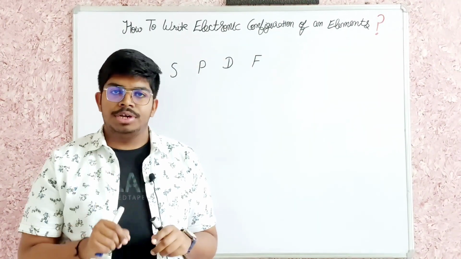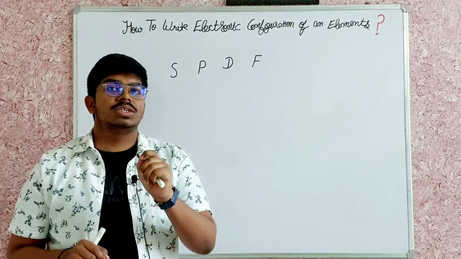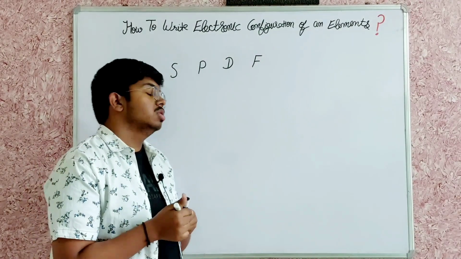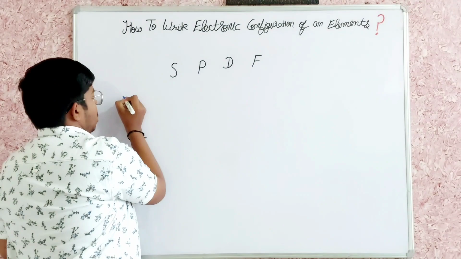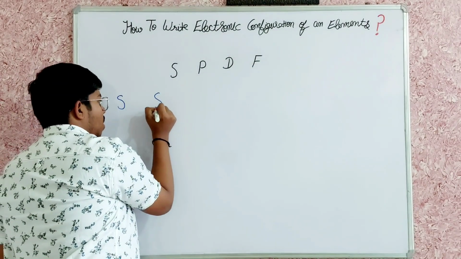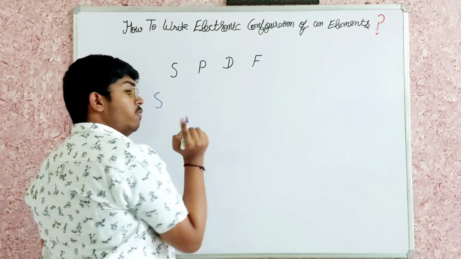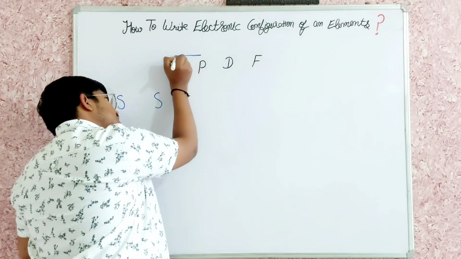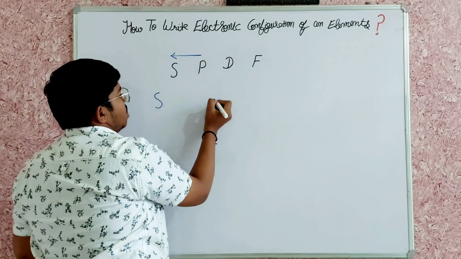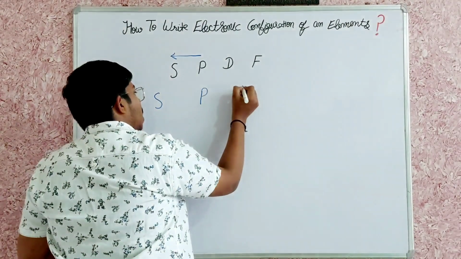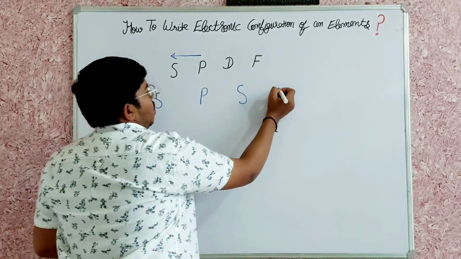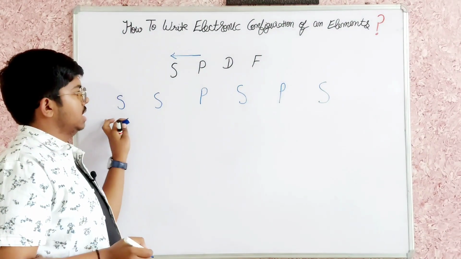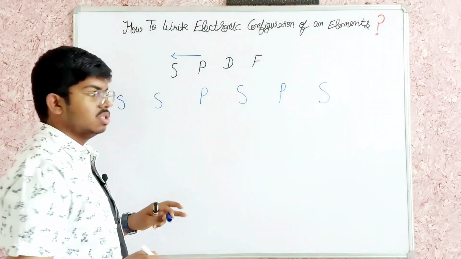Now here is the main point: you have to write these orbitals twice in an orderly manner. Concentrate on the board. Let's write S twice. Now follow the trick, you have to write it two times. Now in reverse manner, SP: write it twice, SPS P.